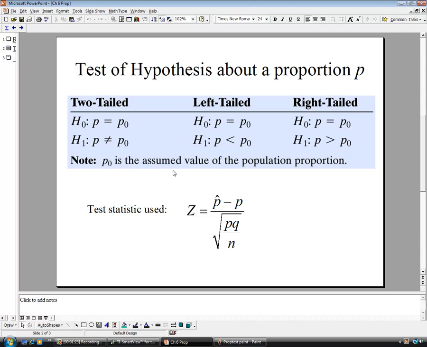p sub 0 is the assumed value of the population proportion, so this is what we expect it to be. Now in my test statistic here I just use the letter p as opposed to p sub 0, but hopefully you can get the idea. So the test statistic is the value, p hat, minus the mean, which is p. We expect p hat to be p. And if you recall, the standard deviation of p hat is the square root of p times 1 minus p, or q, over n.